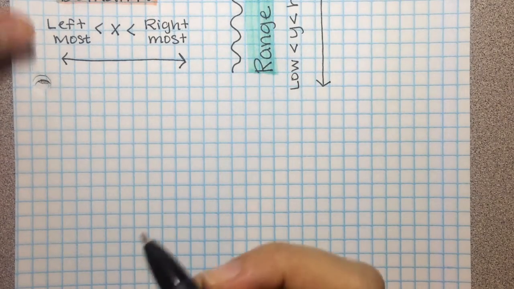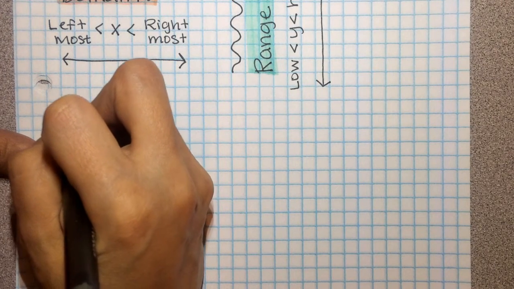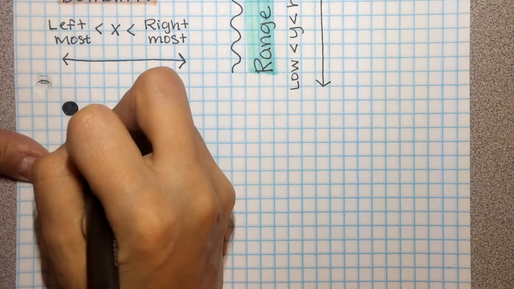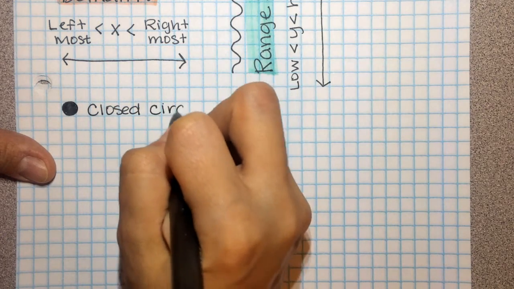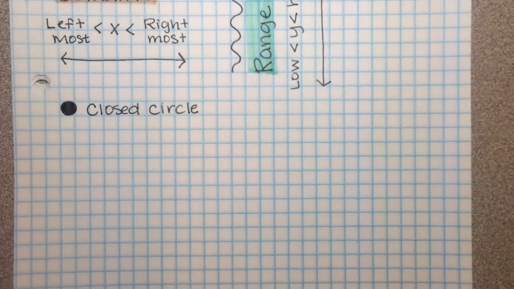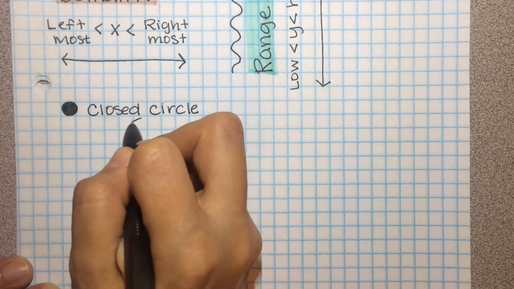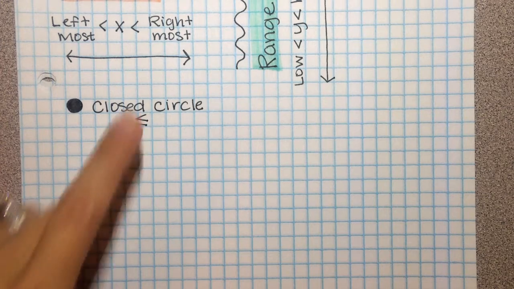Okay? So the other things are the types of endpoints that you can have. You can have a shaded in circle, which is called a closed circle. When you have that type of circle on the endpoint, it just means that it is equal to whatever that point is at. So we would use the less than or equal to. So the extra piece is that we're putting the line underneath it.